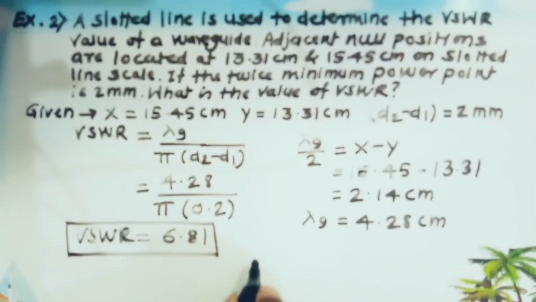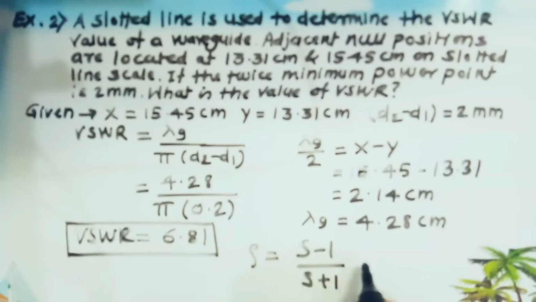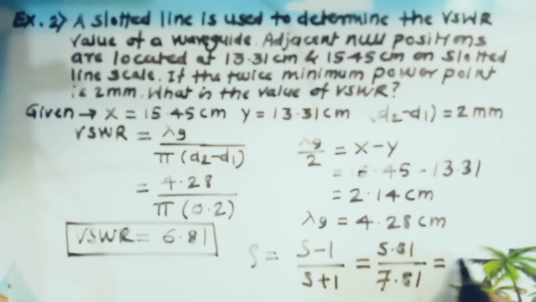If you have to calculate the reflection coefficient rho, that is given as (s minus 1) divided by (s plus 1), where s is the VSWR. So this becomes 5.81 divided by 7.81. This is nothing but the reflection coefficient.